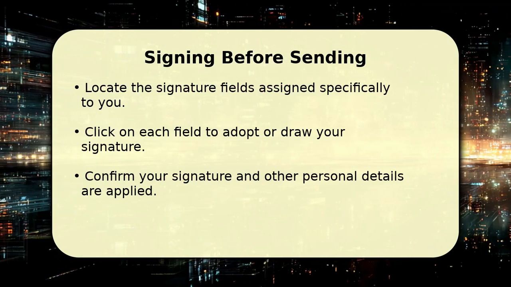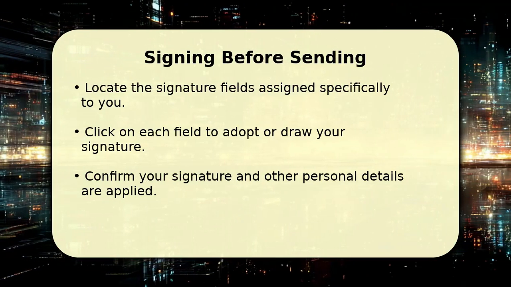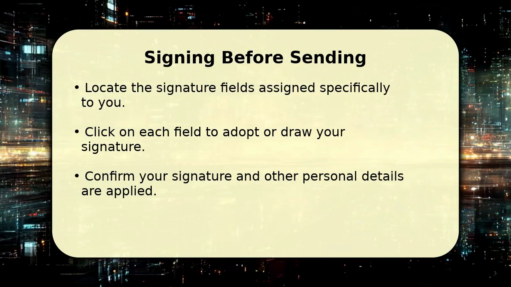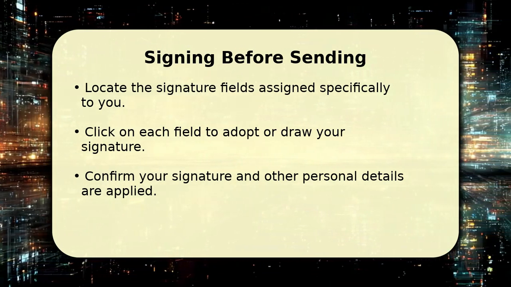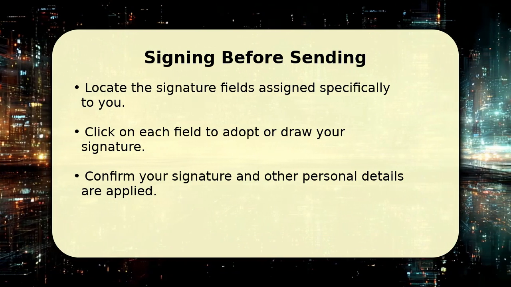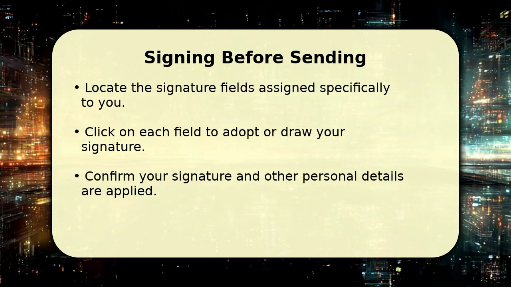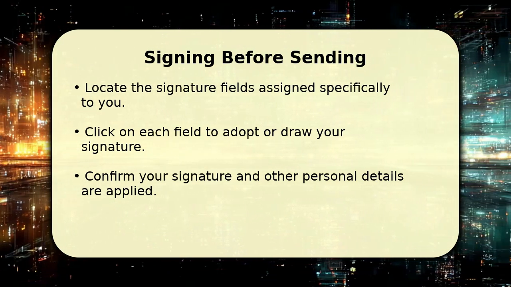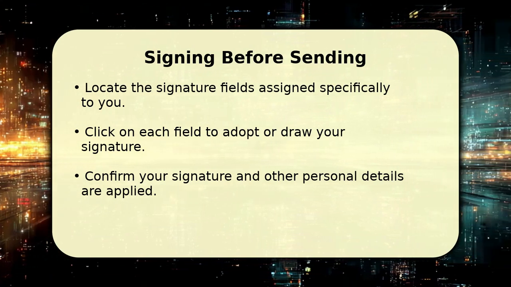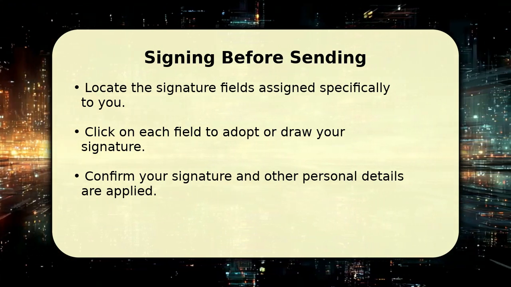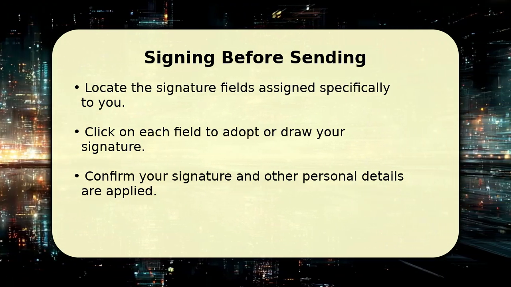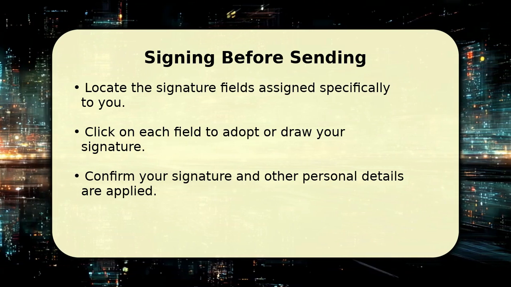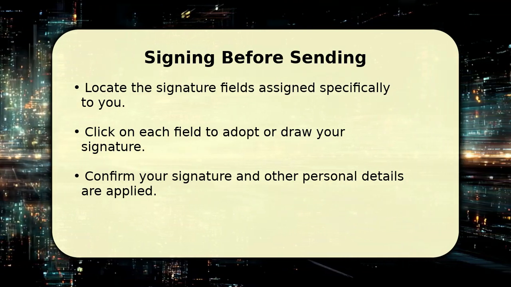To sign your own document before sending, navigate to the specific fields you assign to yourself. These will be highlighted, indicating your turn to interact. Click on each signature field. DocuSign will prompt you to adopt a signature style or draw your own. Select your preferred method, then click Adopt and sign. Repeat this for all your designated fields, such as initials or date, ensuring your portion is fully complete. This step is critical for sending a pre-signed document.